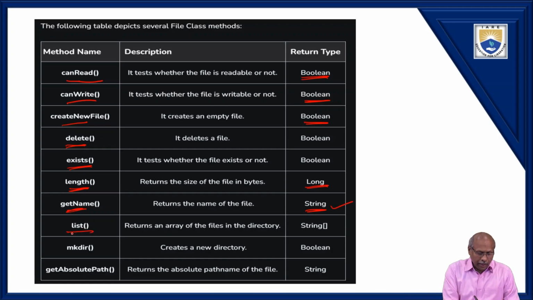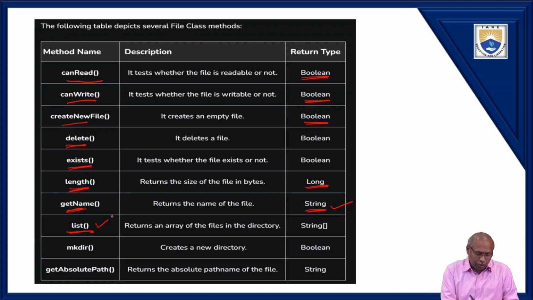Similarly, you can display the list of files in a particular directory. So sometime you may be interested to know what are the files available in a directory. That means here directory also treated as one type of file. So the directory file, in that what are the subfiles are there.